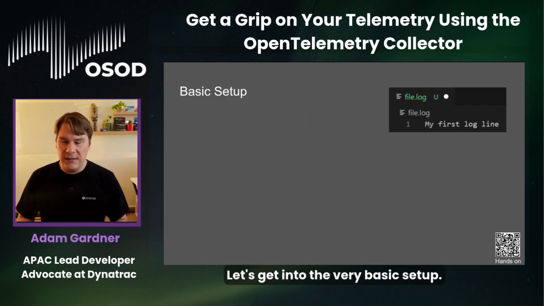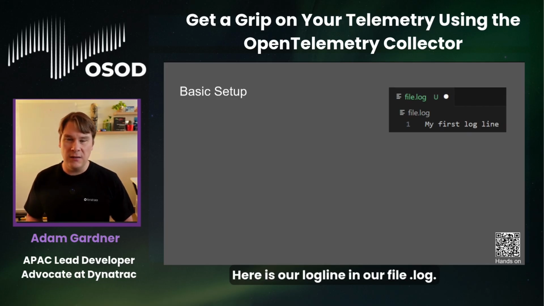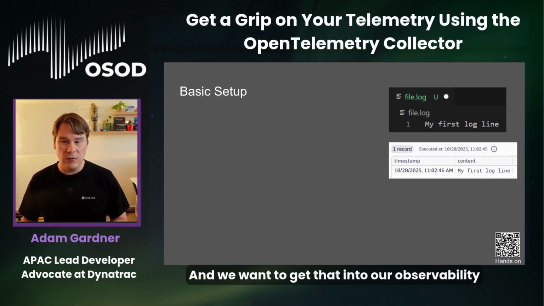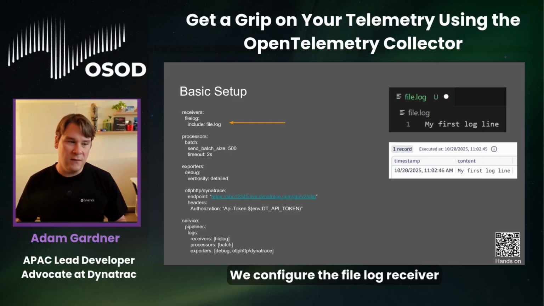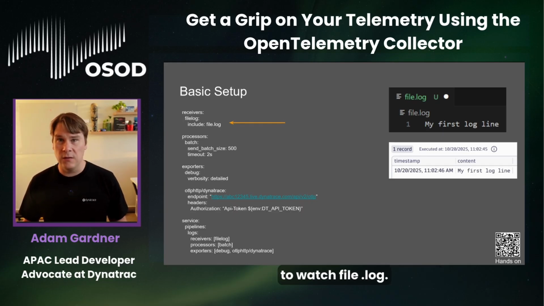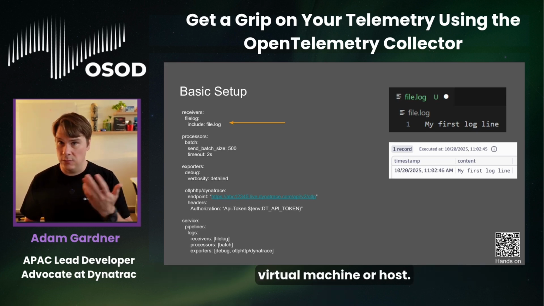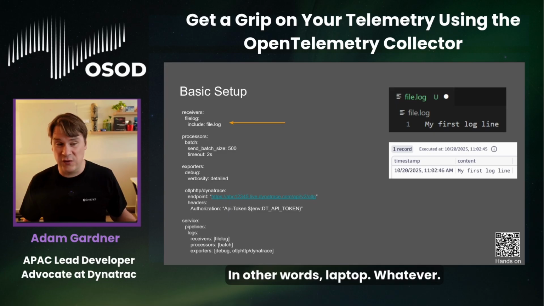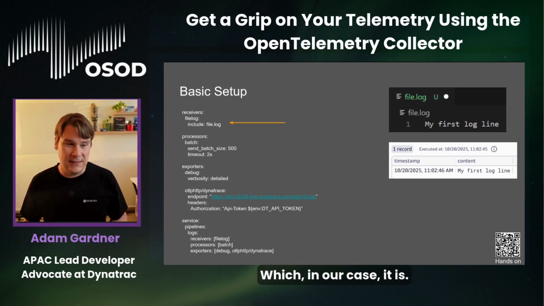Okay, let's get into the very basic setup and get our collector configured. Here is our log line in our file.log, and we want to get that into our observability backend. How? Well, it's actually quite simple. We configure the file log receiver to watch file.log. It's as simple as that. Now, this obviously assumes that the collector is running on the same virtual machine or host, in other words, laptop, whatever, as the file log, which in our case it is.